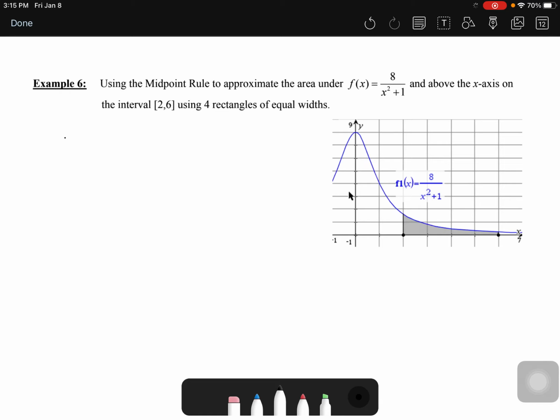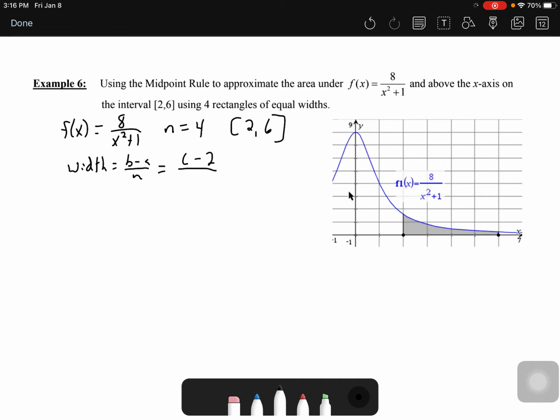Okay, so I'm going to write down the important information. My function that I'm working with is this rational function 8 over x squared plus 1. I'm using four rectangles, so n is 4, and my interval is from 2 to 6. My formula for width is b minus a over n. So I'm going to take 6 minus 2, that's b minus a, and n is 4. So that ends up being 4 over 4. My width for each rectangle is 1, okay?